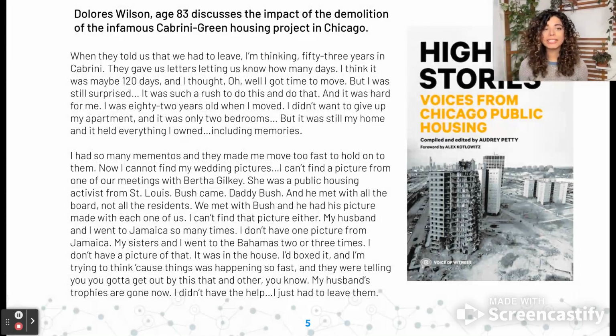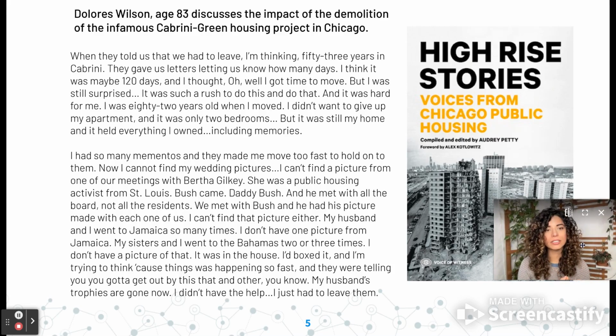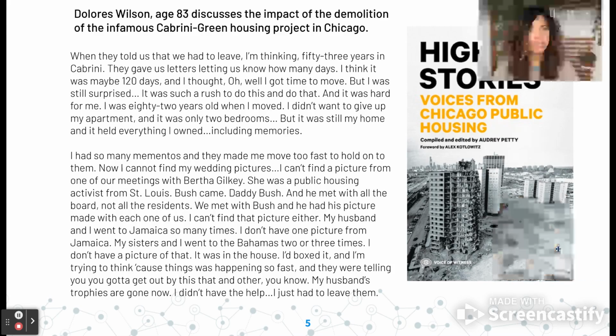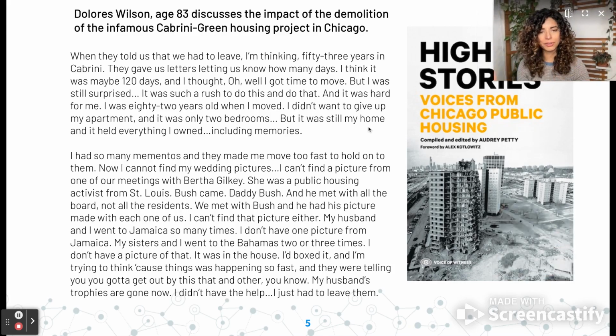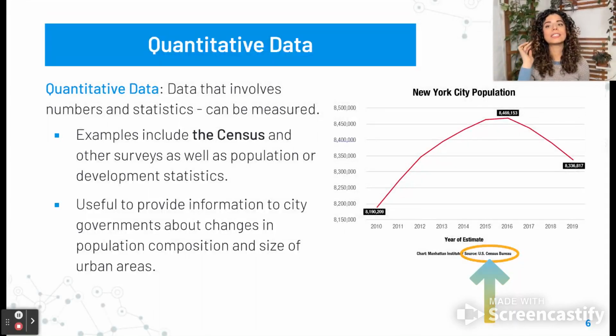So this is one example of a point of qualitative data. What I would like for y'all to do is to pause this video and take a read through this. This is from this book right here, High Rise Stories, Voices from Chicago Public Housing. I'll give you guys a second to just pause your video and read through this. Okay, so that was your example of qualitative data.